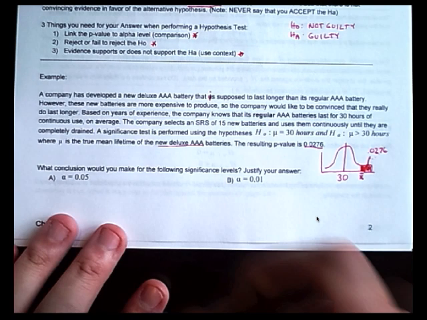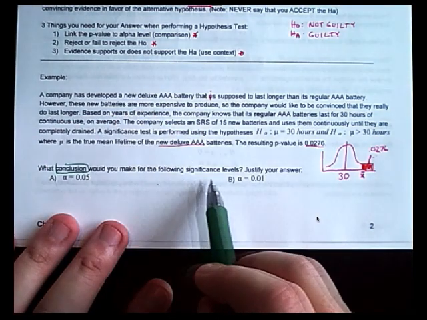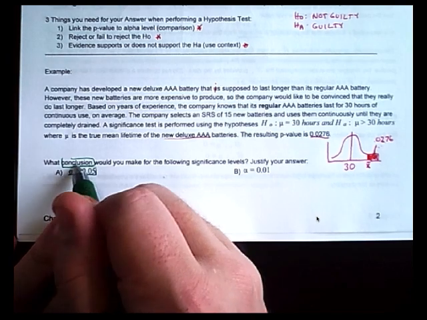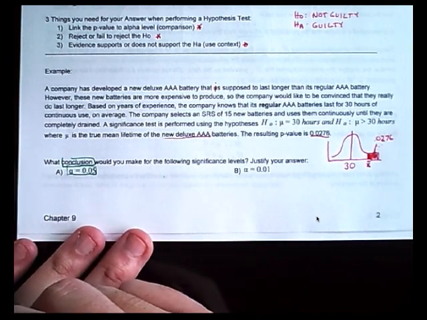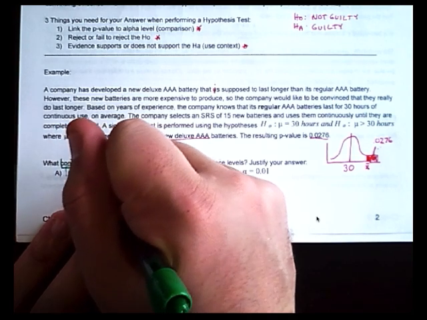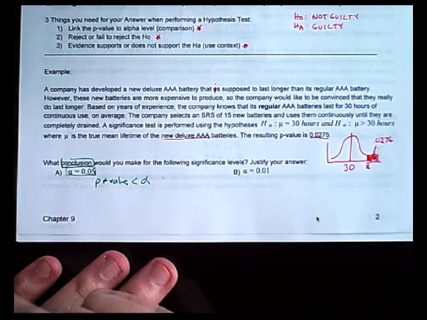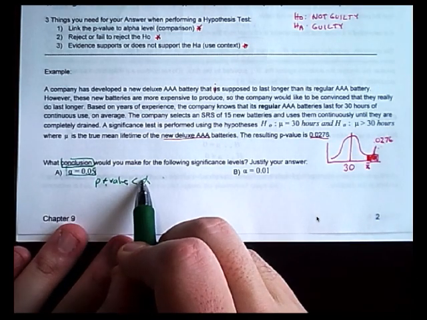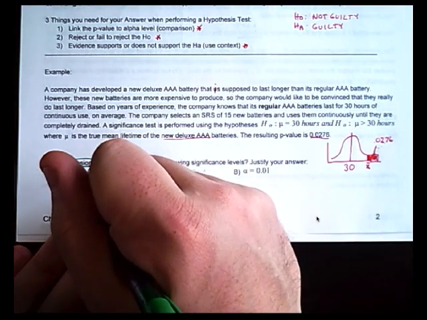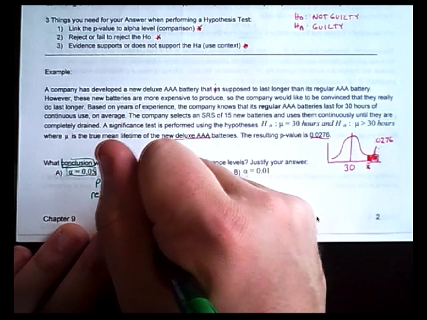It says, what conclusion would you make for the following significance levels? If I predetermined my alpha was 0.05, well here the p-value is less than alpha. When the p is low, well this is still low, but it's lower. So our decision would be to reject the null hypothesis.